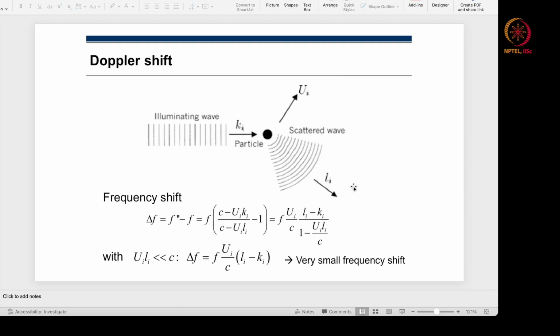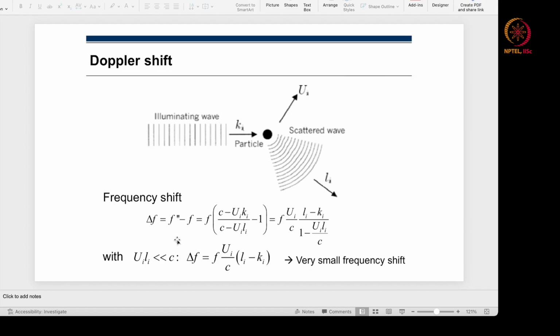This screen is a stationary receiver, but because there is a particle in between, we are not directly looking at this wave, but we are looking at the scattered wave that is coming out of this particle, which is moving at a velocity ui in a particular direction, and you are monitoring it over here. Where you are monitoring depends on the scattering, because it scatters in all directions. So it depends on where your scattering screen is; your frequency will be according to that.